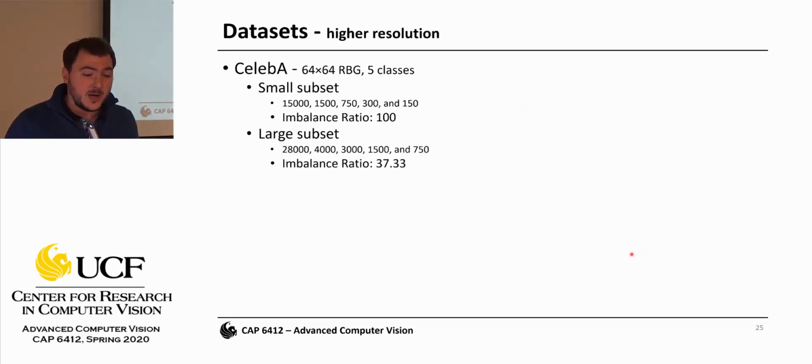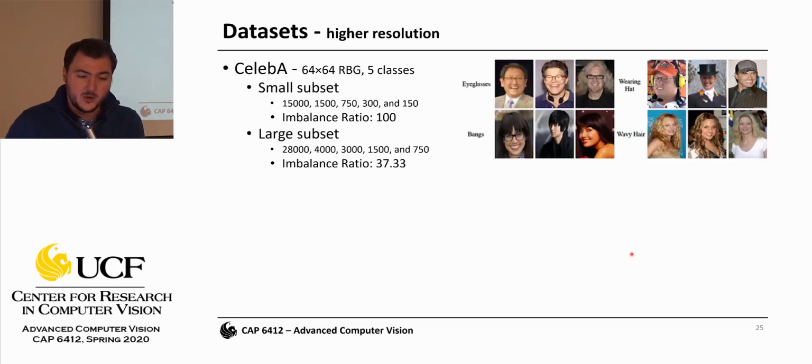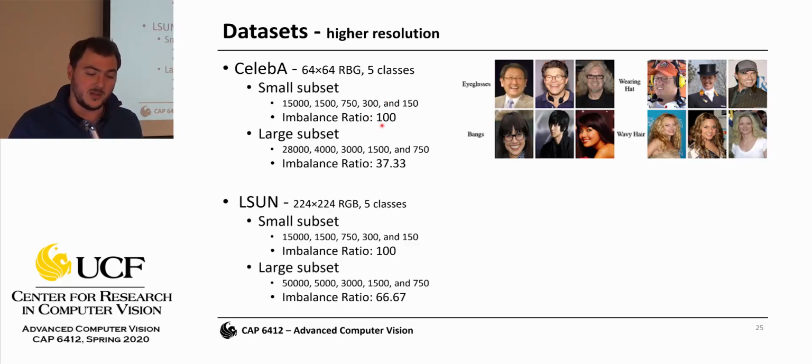So they also try data sets with a higher resolution to see how that method applies on bigger images, right? So they try with the CelebA, which is 64 by 64, also RGB. They took 5 classes of this data set. If I'm not mistaken, the classes they took are like blonde, bald, simpler classes like that. And they also did a subset. Oh, then they did 2 subsets of this one. They did one with fewer samples and one with more samples. So a small and a large subset following this class selection and this imbalance ratio. So 100 on the smaller and 37.33 on the larger.